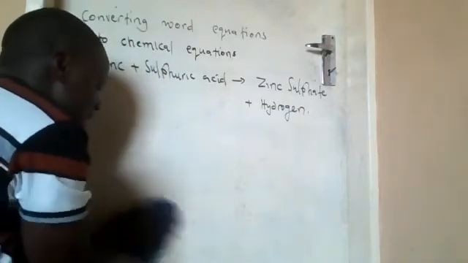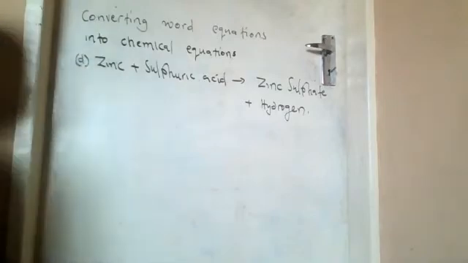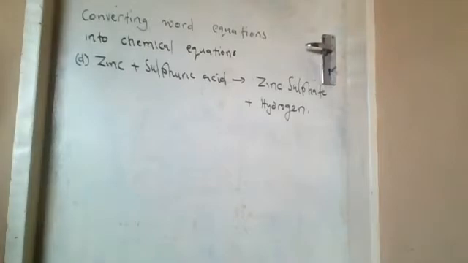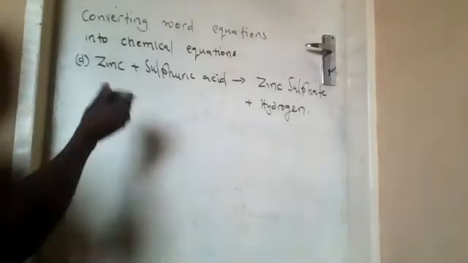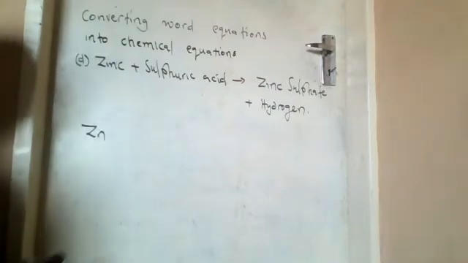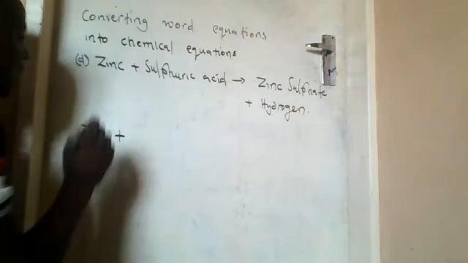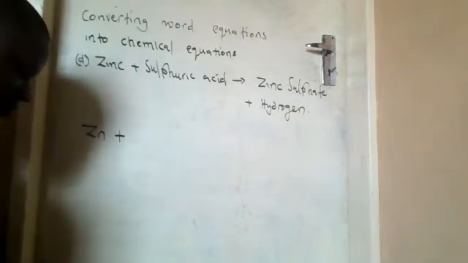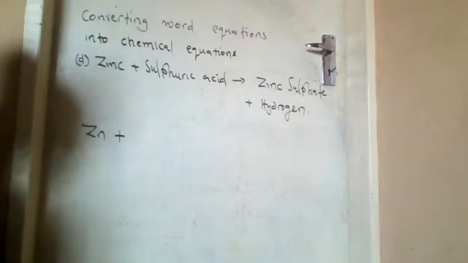So what are we supposed to do? Remember, zinc is a metal whose symbol and the valence you can extract from the periodic table. So zinc is written as Zn. Then plus sulfuric acid is a compound that is made up of hydrogen as well as sulfate.